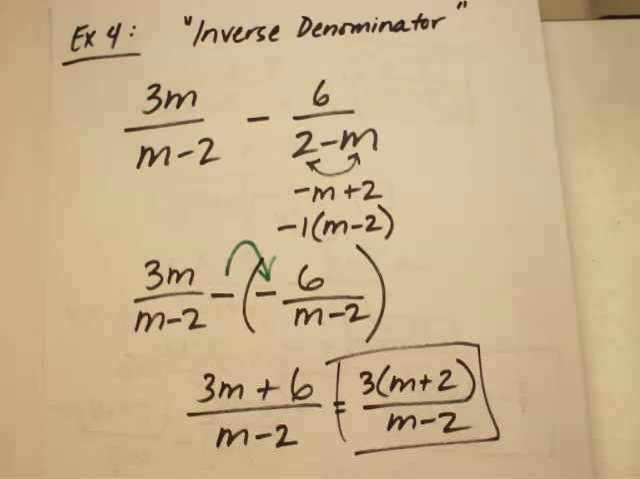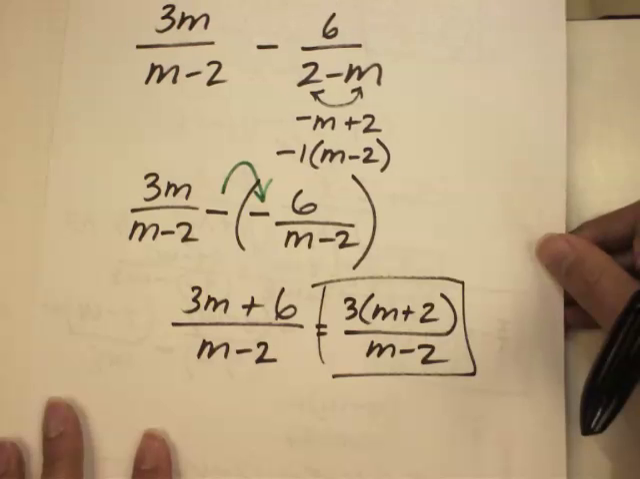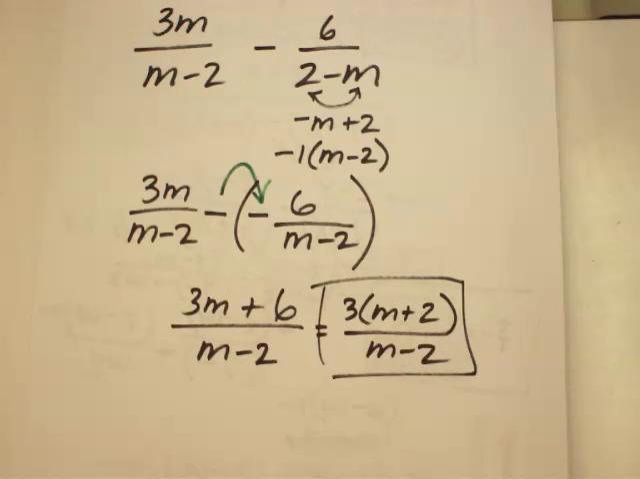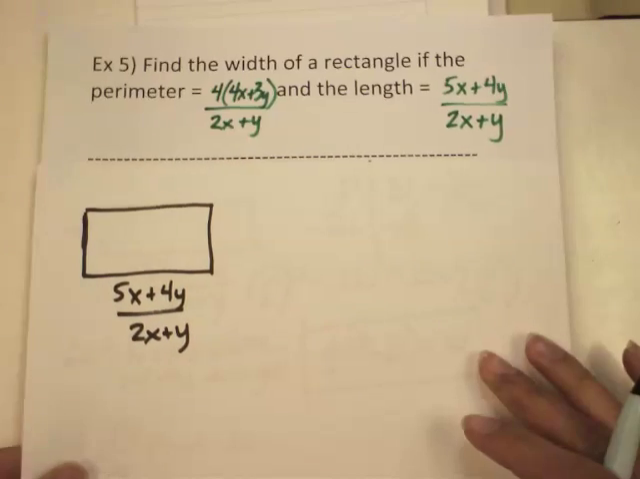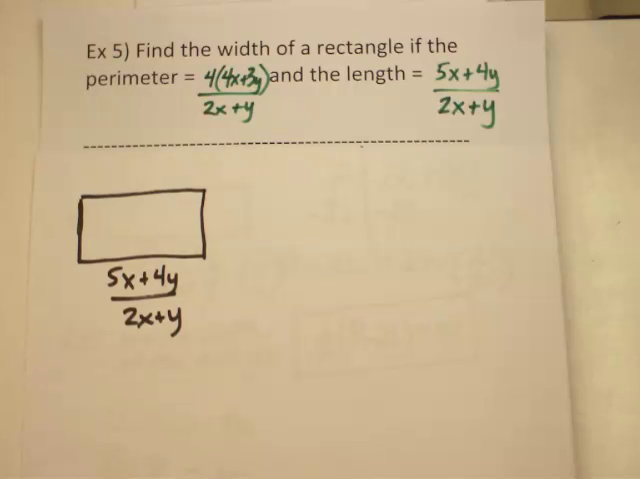So the very last thing, let me show you that. The very last example that I want to touch on is a word problem, because you will encounter word problems in your homework assignment. Okay, so the word problem goes, find the width of the rectangle if the perimeter is that polynomial and the length is that polynomial.